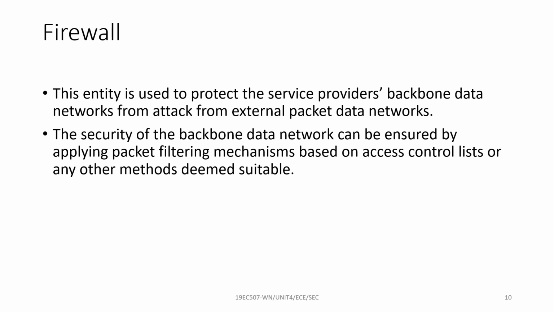So now let us look at the security issues. The prime role is to deploy a perfect firewall to handle all the security issues related to the UMTS network architecture. This entity, the firewall, is mainly used to protect the service provider's backbone data network from attacks from external packet data networks. This is done by applying packet filtering mechanisms. There are different packet filtering mechanisms based on access control lists or any other methods suitable for the UMTS network architecture.